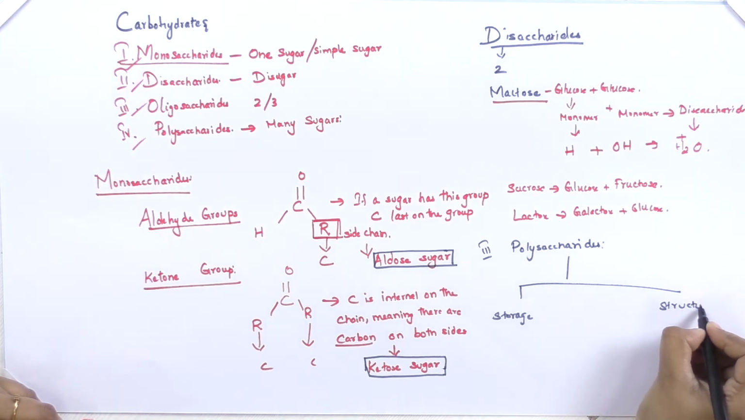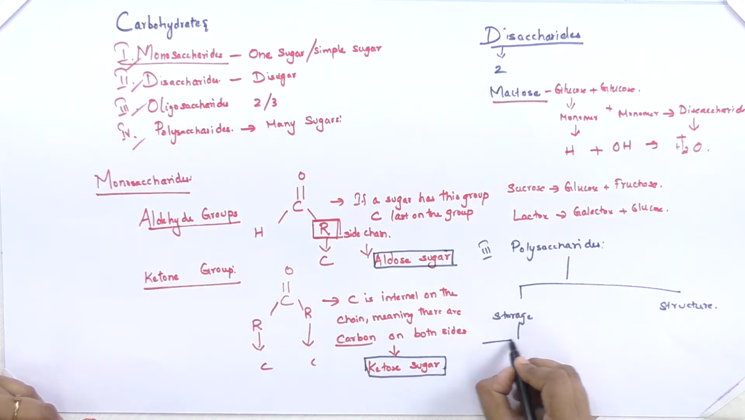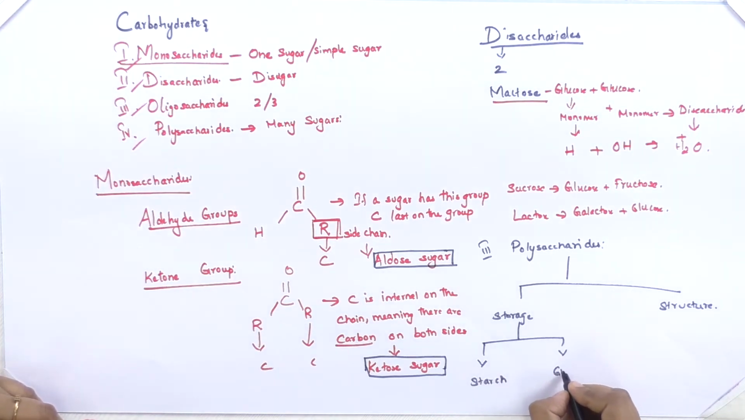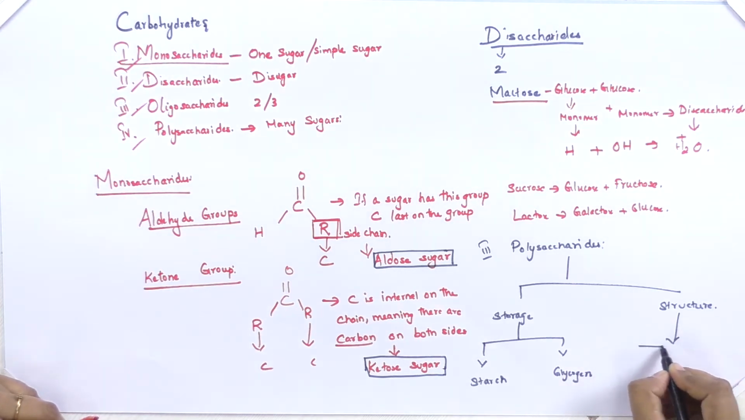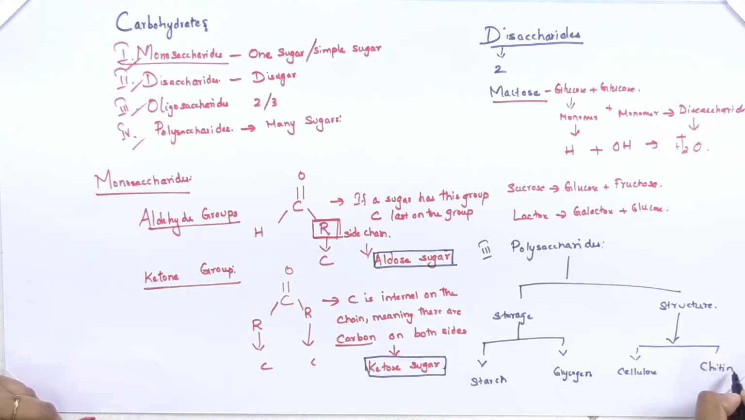The sugars involved in storage are starch and glycogen. For structure, it is cellulose and chitin. Starch is nothing but sugar, a glucose in alpha configuration is termed starch. Starch is usually prepared during photosynthesis by plants and is stored in plastids.